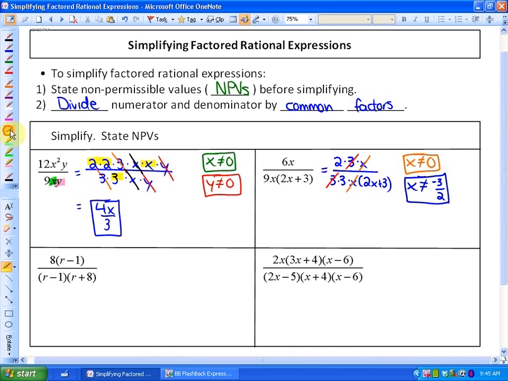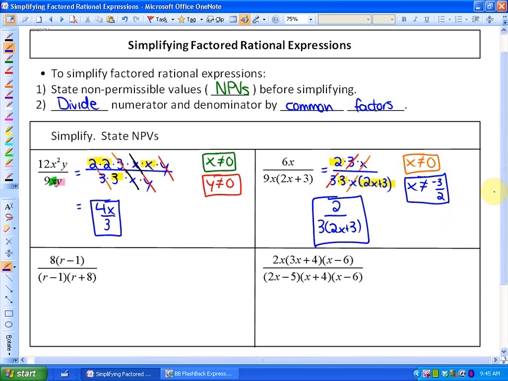So in this particular case, we're done simplifying. In our numerator, we have 2. In our denominator, we have 3 times 2x plus 3. So our simplest form is 2 over 3 times 2x plus 3, and that is it for that particular example.